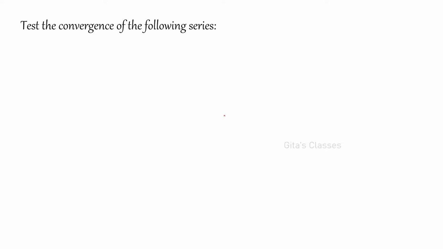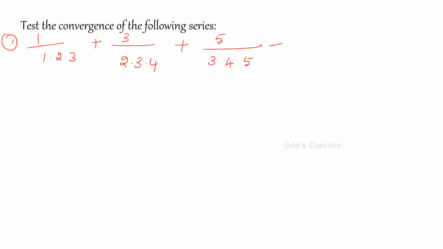Test the convergence of the series. First problem: 1 by 1 into 2 into 3, plus 3 by 2 into 3 into 4, plus 5 by 3 into 4 into 5, plus etc. So here they have not given sigma un and all. General terms are given, so here you have to write the general term.